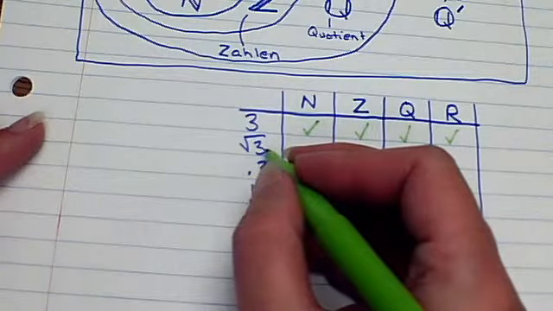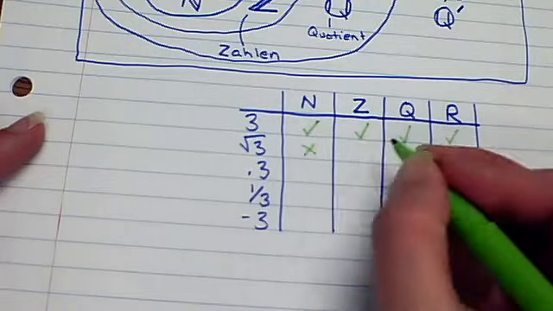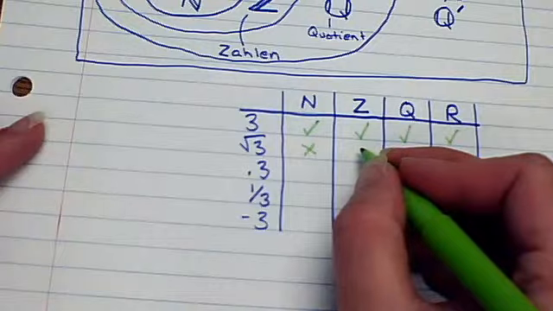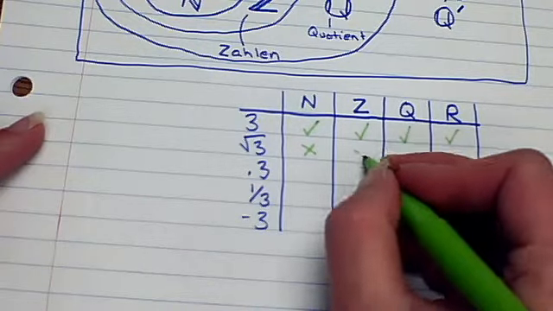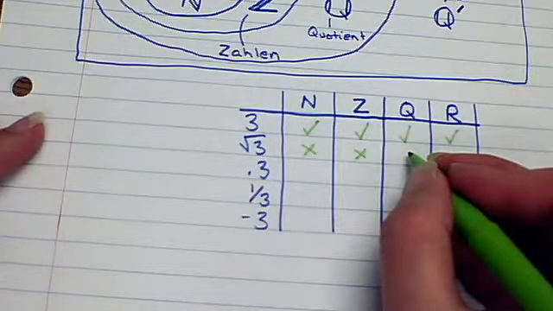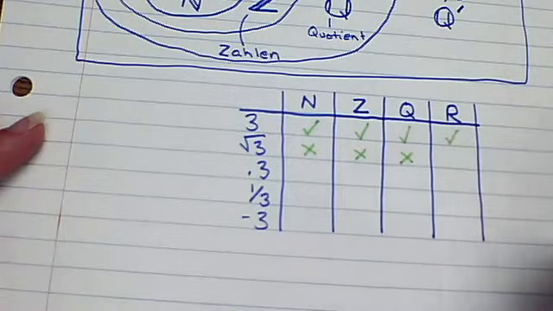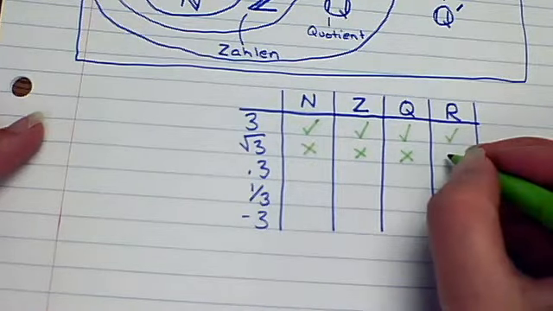Square root of 3, is that a counting number? No. Is it positive or negative or 0? No. Can it be represented as a fraction? No. But is it still real? Yes.